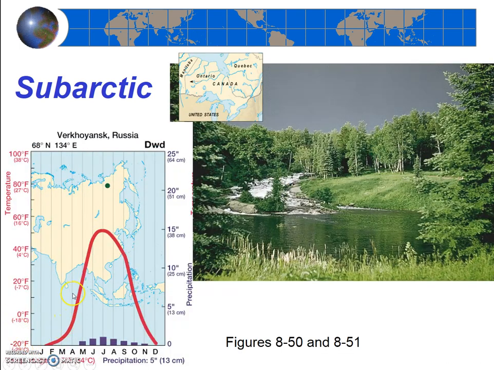Here's another climograph. Again, a huge difference between summer and winter, and also very low precipitation, but yet enough to supply forests. Which is strange, right? Because 5 inches of rain in a milder mid-latitude climate or in an equatorial climate would be a desert for sure.